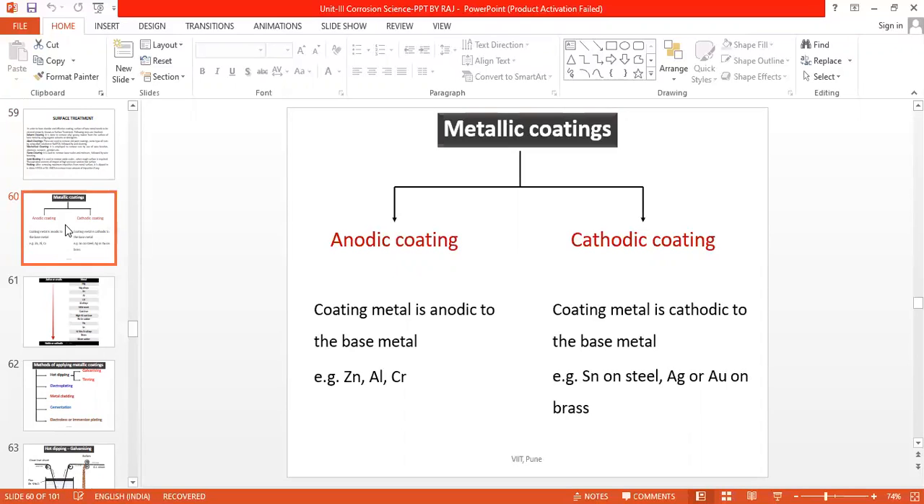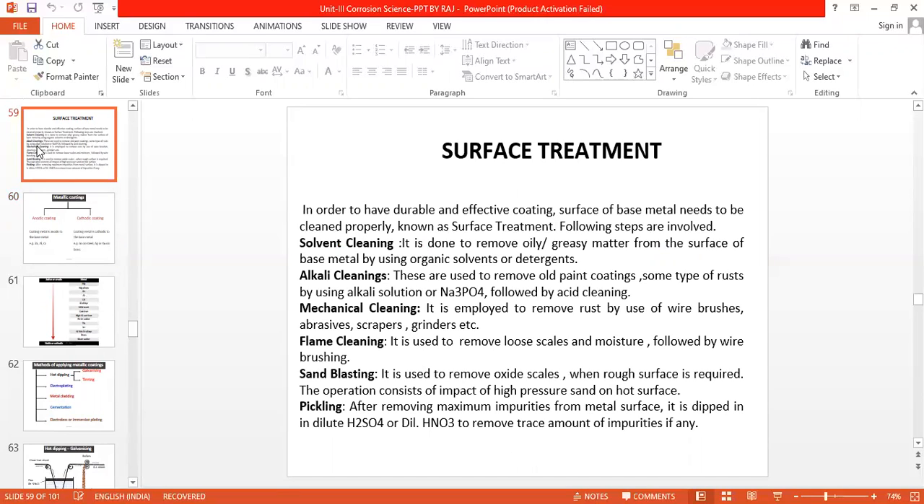Before applying the metallic coatings, we have to clean the surface of the base metal, and the process is known as surface treatment. Now what is done in the surface treatment? We have to clean the base metal before applying the metallic coating on it in order to get the more durable and effective coating. And the steps involved in the surface treatment are: first is solvent cleaning. It is done to remove oily or greasy matter from the surface of base metal by using organic solvents or detergents. Next is alkali cleaning.